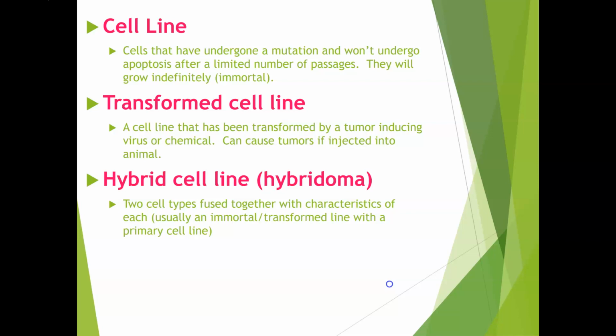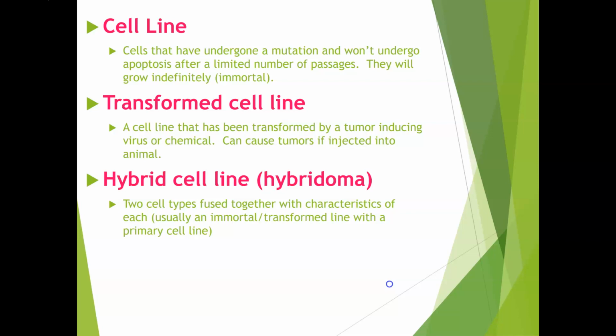A hybrid cell line, or hybridoma, is a cell line created after a specific cell type of interest was fused to a transformed immortal cell line. Not all cells survive this unusual process, but those that do are maintained if they display a phenotype of interest, such as the ability to produce a specific protein of interest.